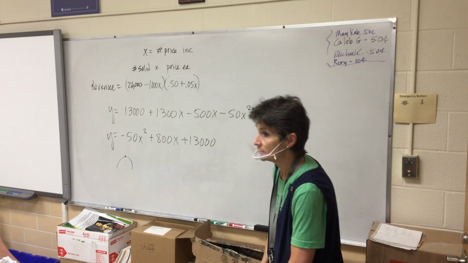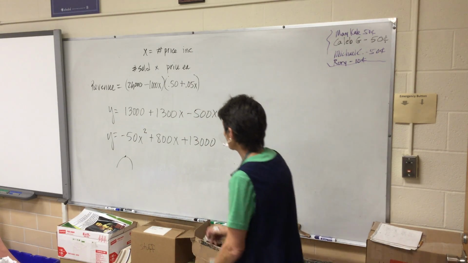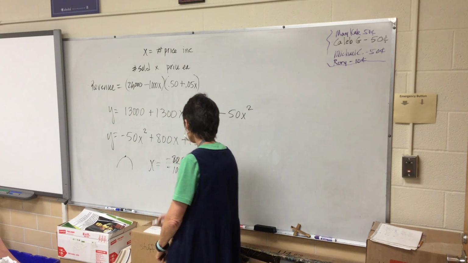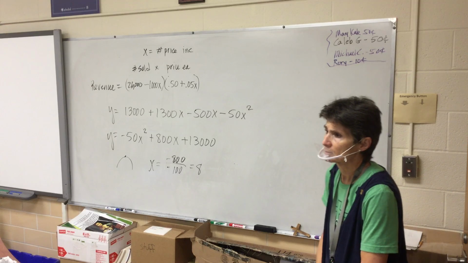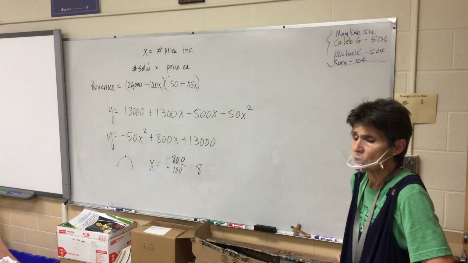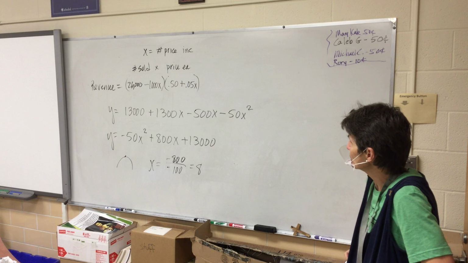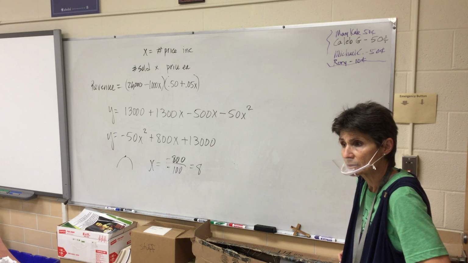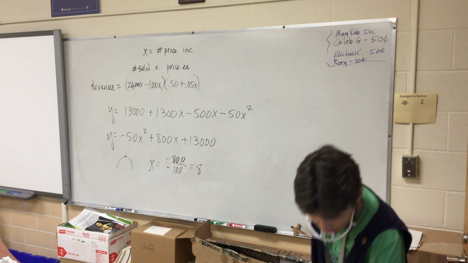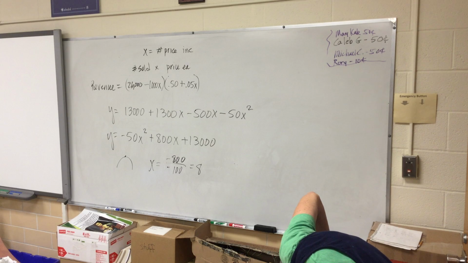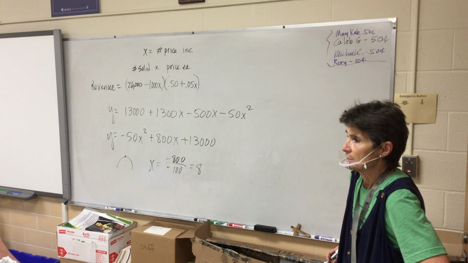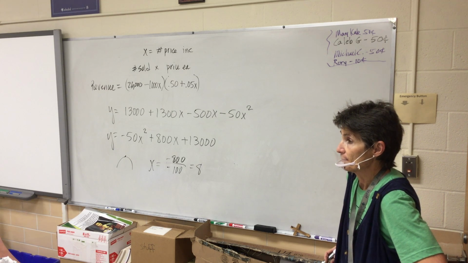What's my formula? Negative b over 2a. So negative 800 over negative 100. So to maximize my revenue, I need to raise my price 8 times. So, what's the question? How much should we charge per can? What do you think?